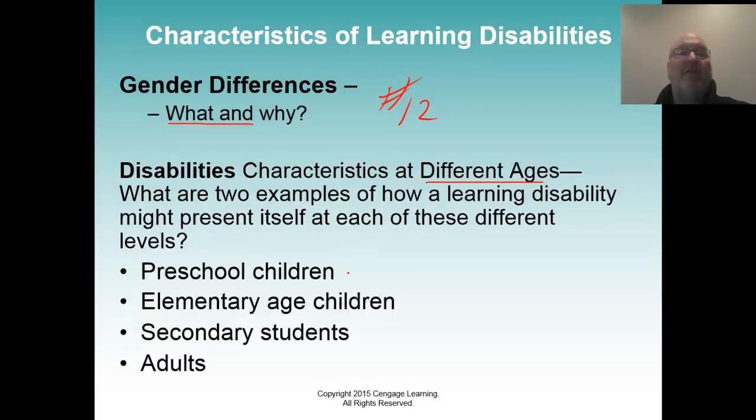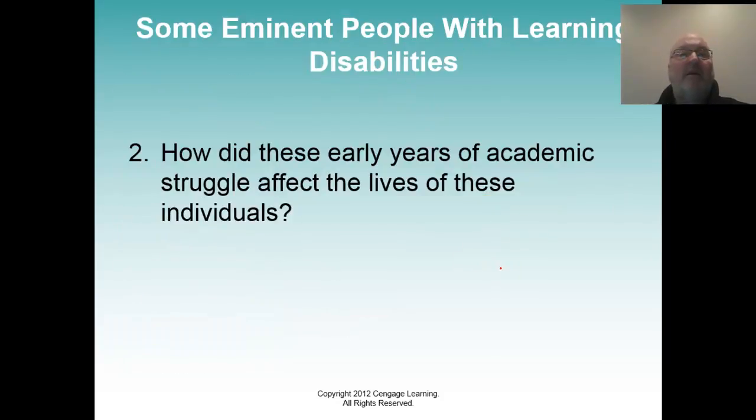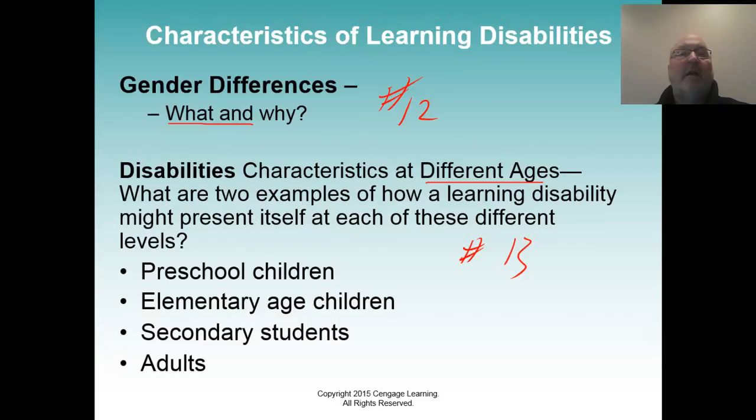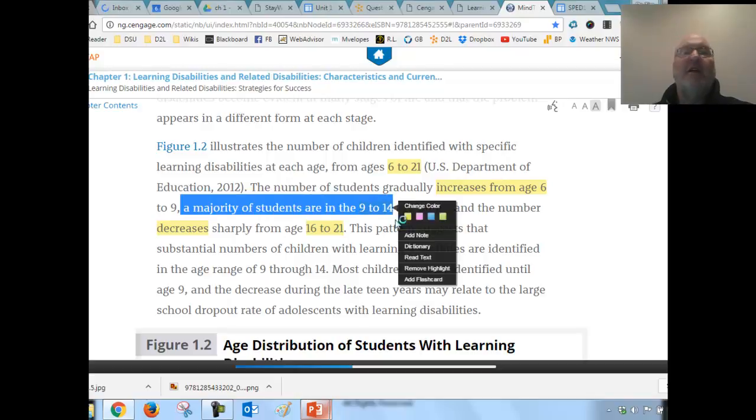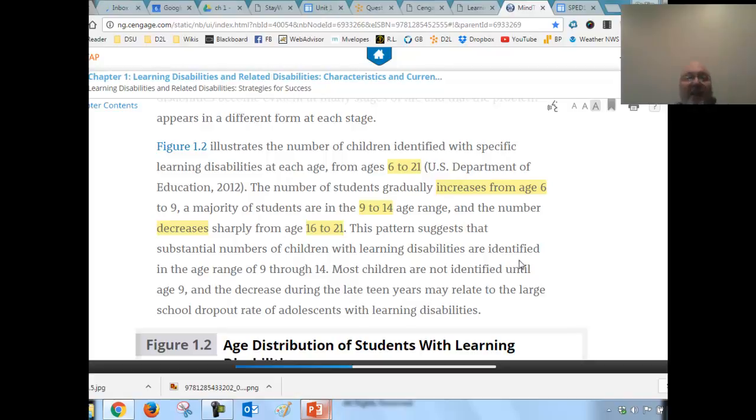So I want you, first of all, to give me something about each of these stages. Okay, so here, can you just do this for me? I start here: 6 to 9, 9 to 14, 16 to 21. Each of those, why? Why does it gradually increase from 6 to 9, and have a majority of students? So in other words, the typical special ed kid today on an IEP is between the age of 9 and 14.